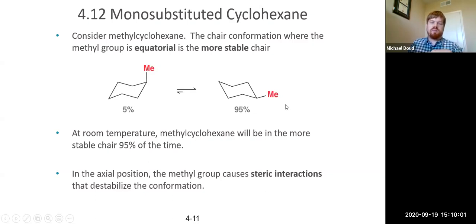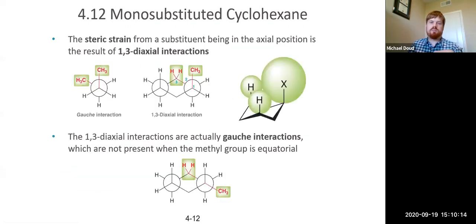Now, the reason for that is because if it's in the axial position, there are going to be a lot of steric interactions that we have to consider. And again, this is where we go back to our Newman projections. In particular, we're going to look at Newman projections of cyclohexane molecules, starting from the axial position.